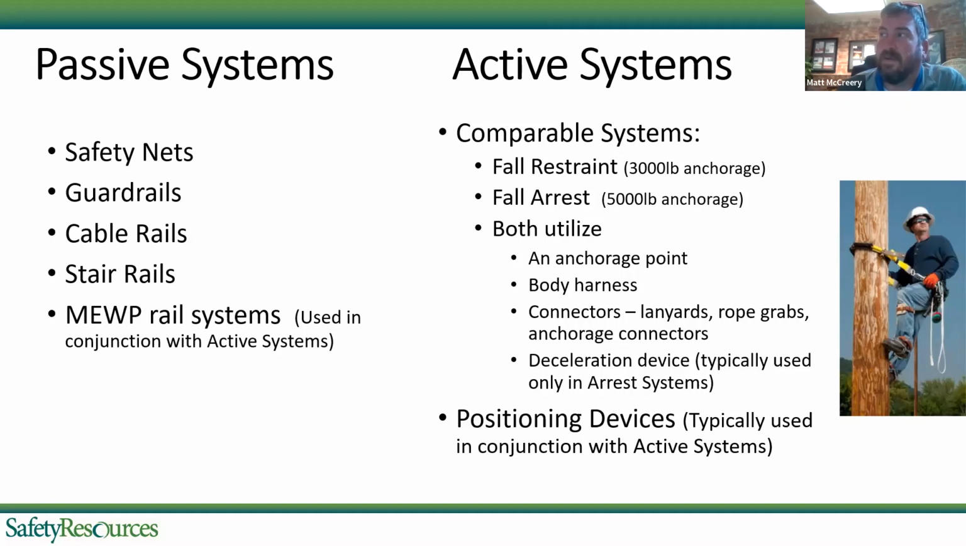Active systems, so fall restraint. The biggest difference between fall arrest and fall restraint is fall restraint reduces your anchorage point requirements from 5,000 to 3,000 pounds. Now, remember, your anchorage point does not need to be a certified anchorage point. It just needs to be installed per manufacturer's instructions by a qualified person.